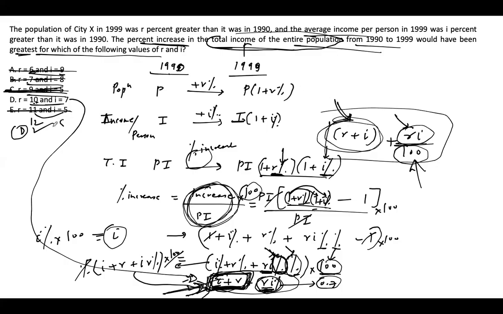Take anything, 12 and 8. So 96, but again 96 is divided by 100, which is 0.96. Just on the basis of this decimal value, you can't figure out what R plus I is. So R plus I did not even strike me.